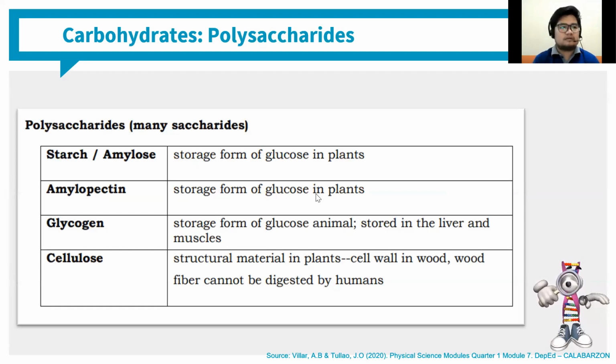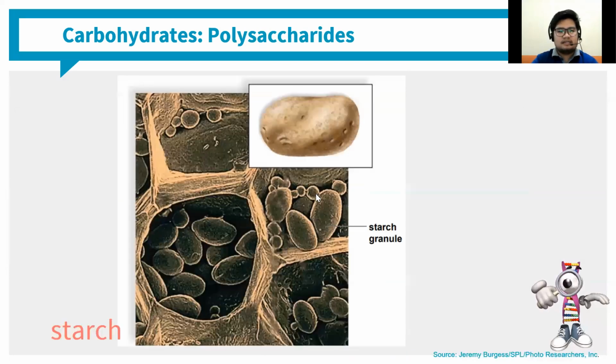No? Potatoes, cassavas, sweet potatoes are rich in starch. So two examples of starches are amylose and amylopectin. Okay? They are found in plants. And this is an example of starch that can be located in chloroplast and other organelles.